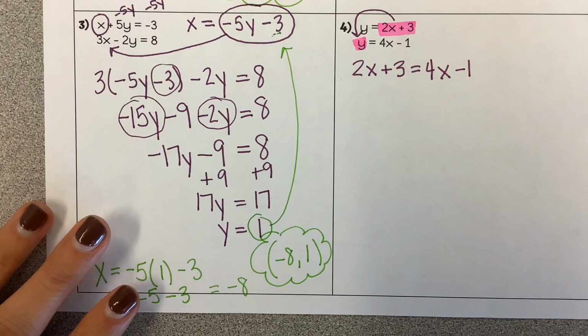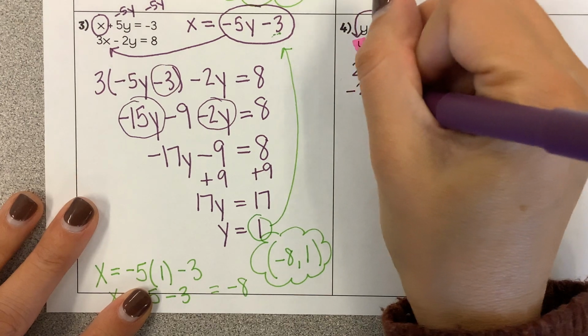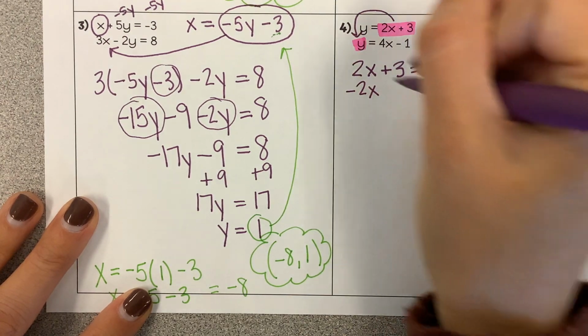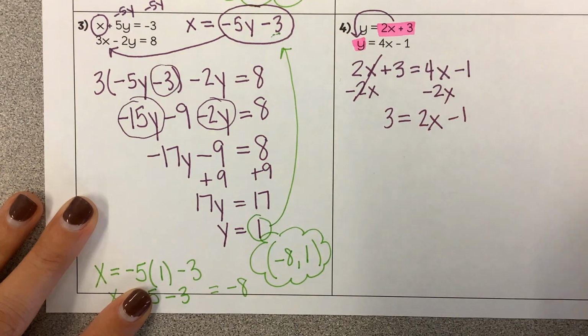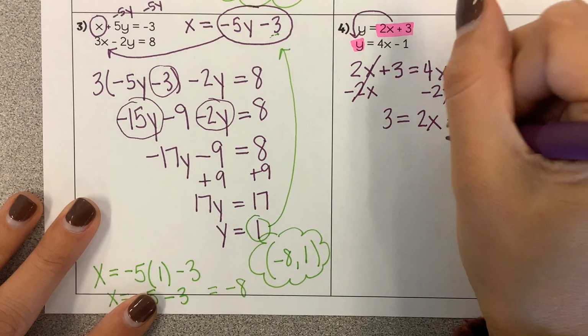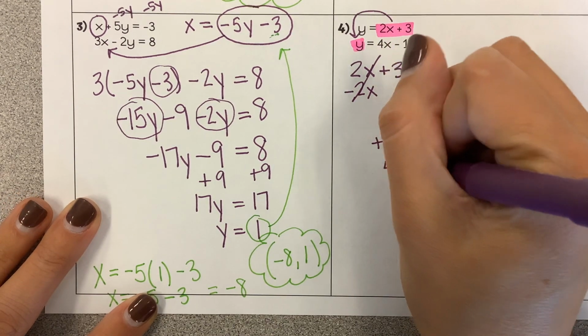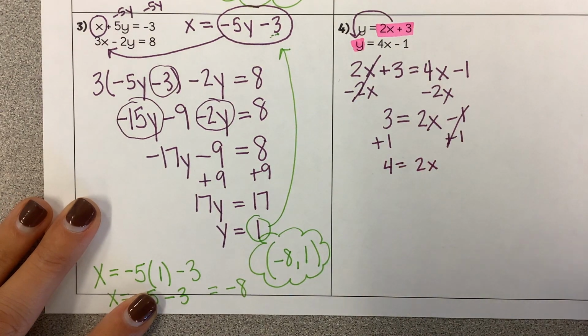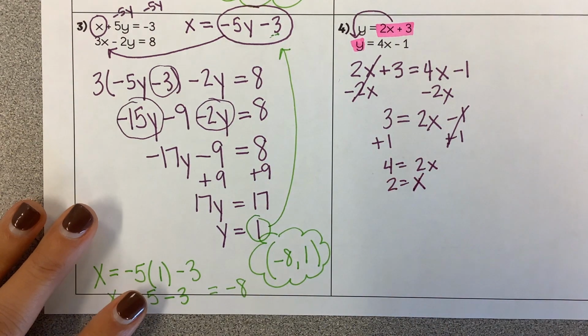Now we have an equation with variables on both sides that we need to solve. I'm going to move my 2x to the right. I get 3 equals 2x minus 1. I'm going to move my minus 1 to the left. So we get 4 equals 2x, which means that x equals 2.